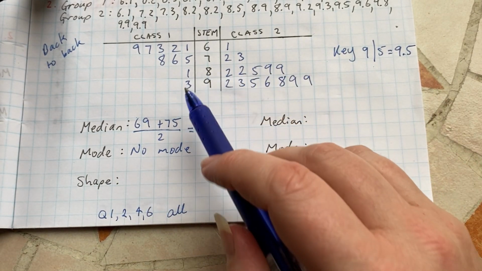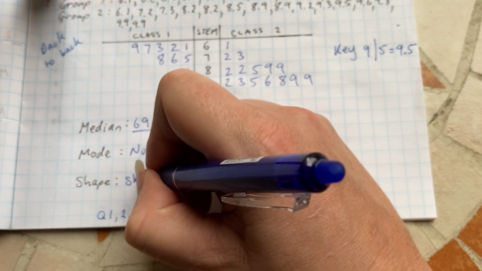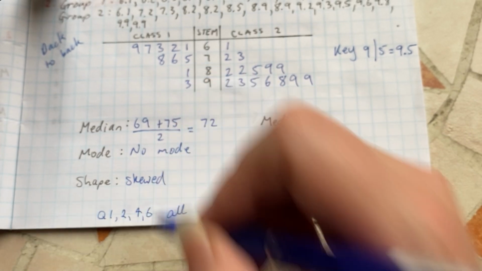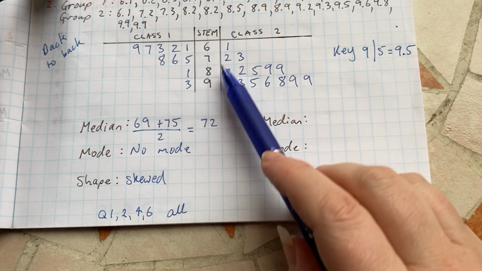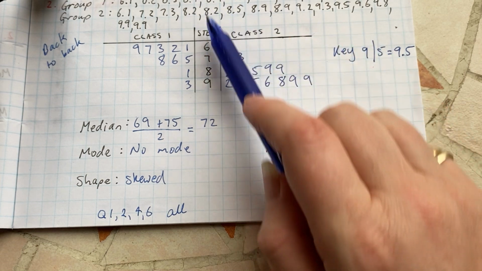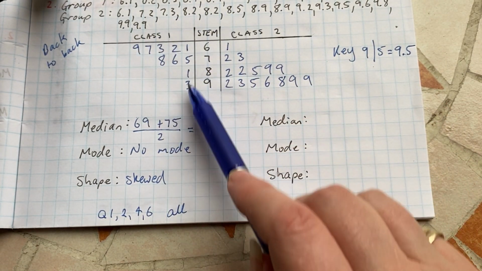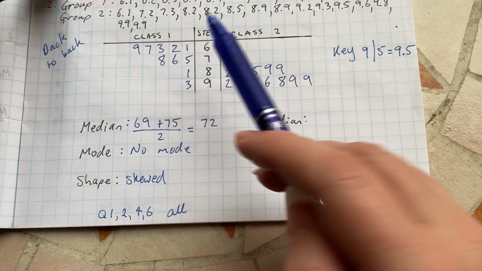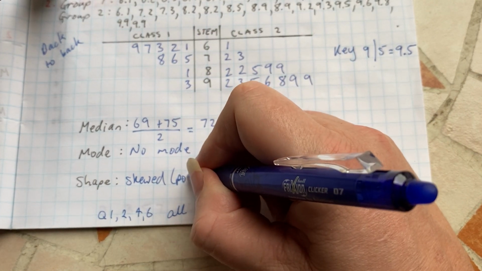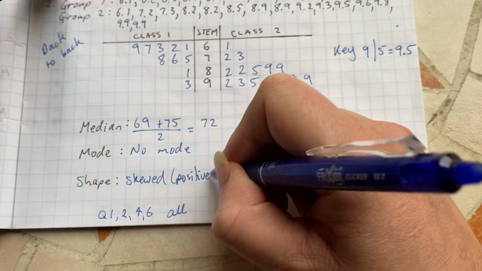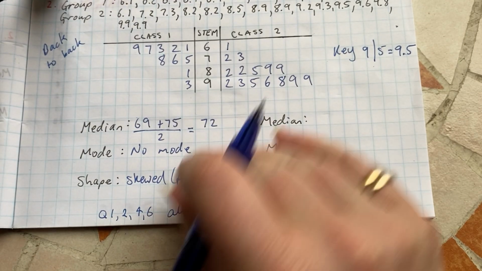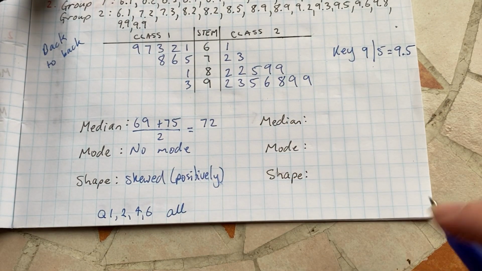And the shape is skewed. Now I'll just mention something that's not mentioned in your textbook. These numbers go down towards negative. These numbers go towards positive. This is actually called positively skewed. The skew is about the tail. So the tail is in the positive direction. So it's positively skewed, it's dragged out this way.